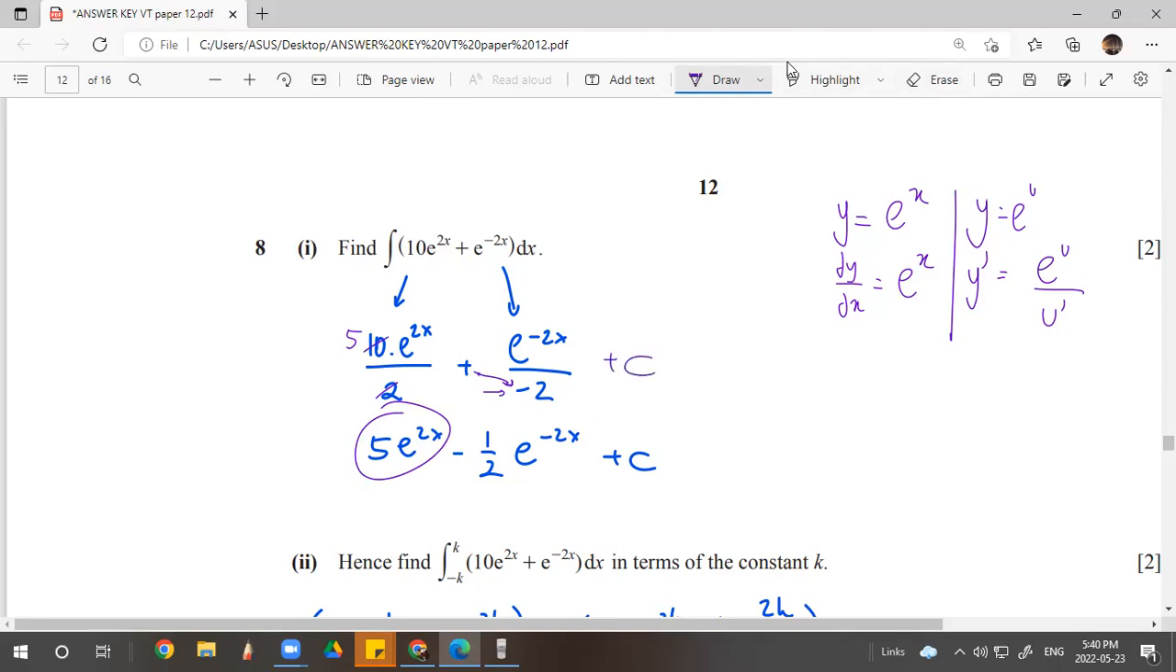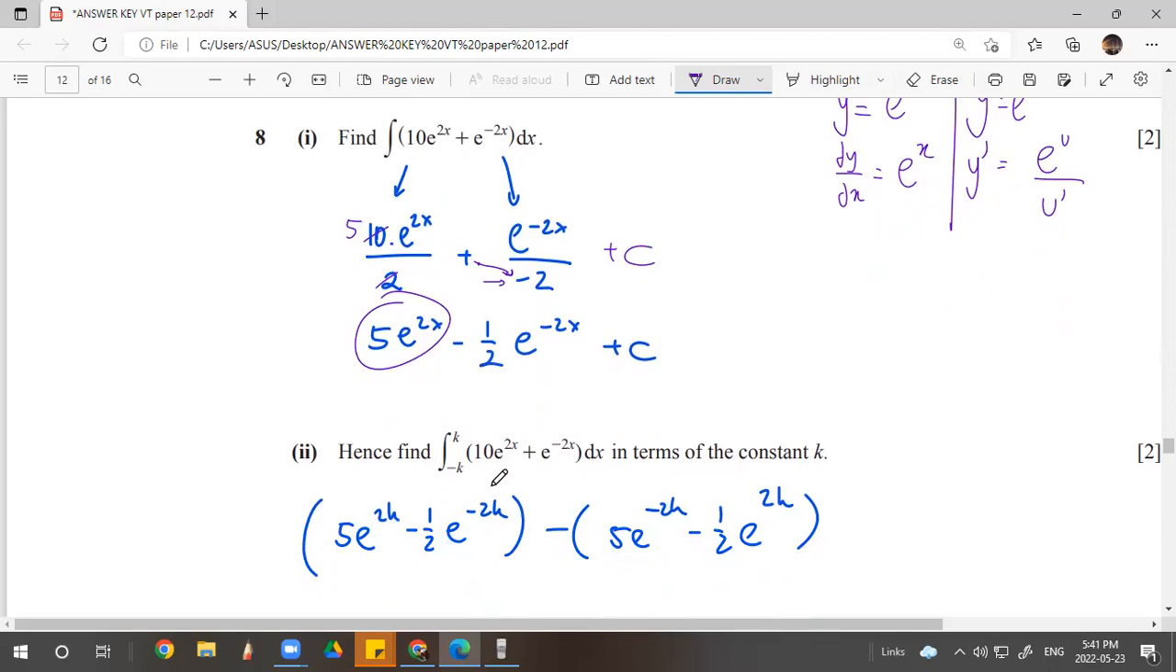Don't forget to plus c for every integration rule. Part 2. Hence find in terms of... okay, we have the answer already, right? But we need the definite integral. Why definite? The upper bound and lower bound are given. So first thing, find the upper bound minus the lower bound.